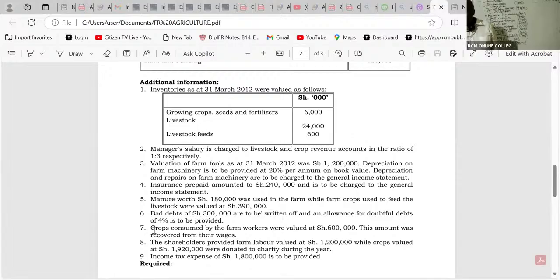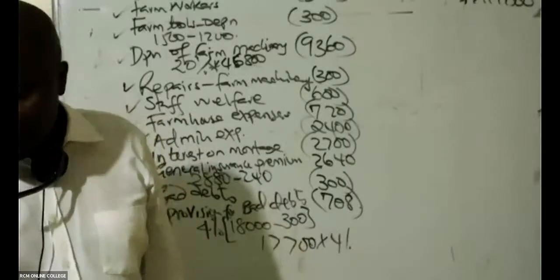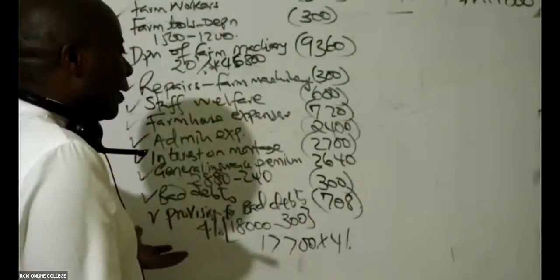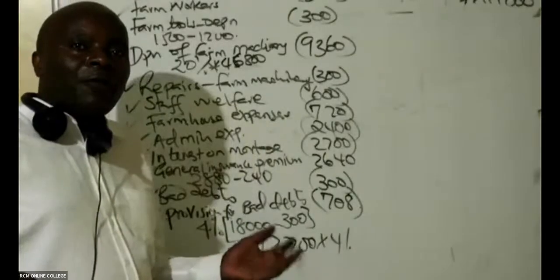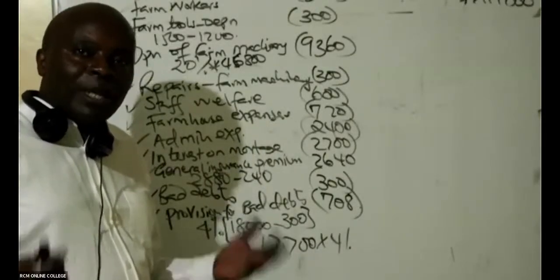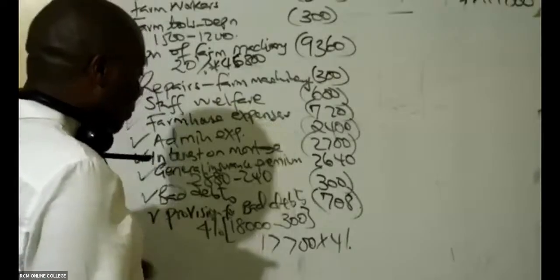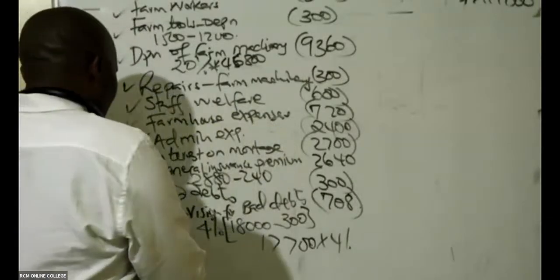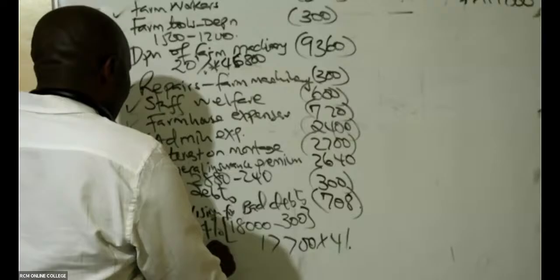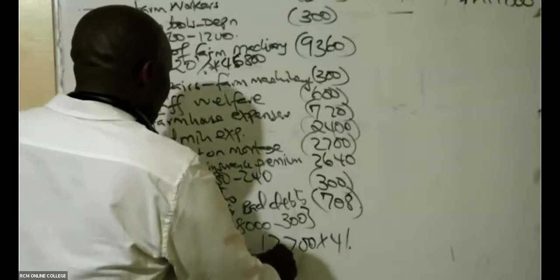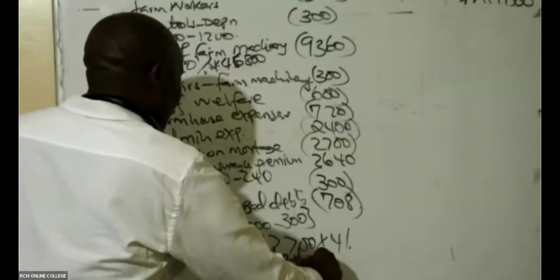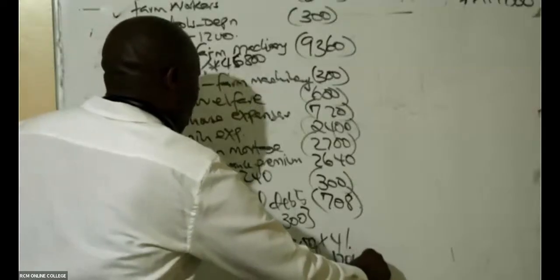Then we have note number 8. The shareholders provided a farm labor valued at 1,200. Now we need to come and remove it here. In this case we have a labor cost attributed to shareholders. It's an expense. We can't say that we have gotten free labor. We have to pay these guys in one way or the other. So we have labor cost from shareholders, and our figures are in thousands, 1,200.